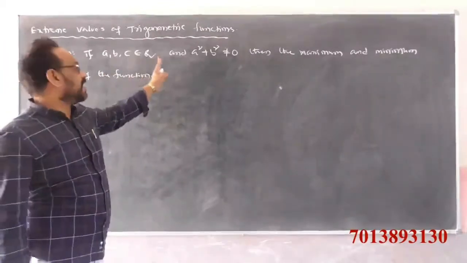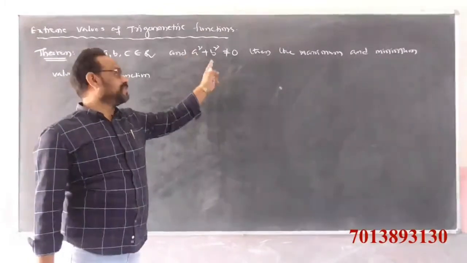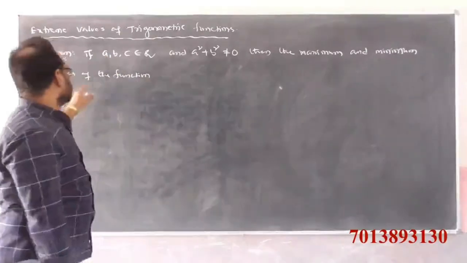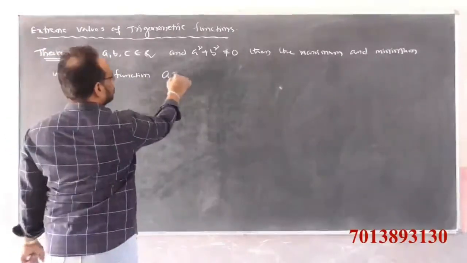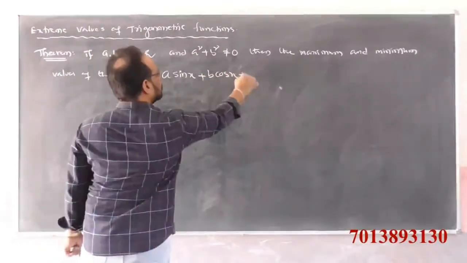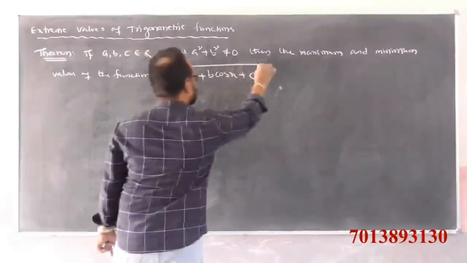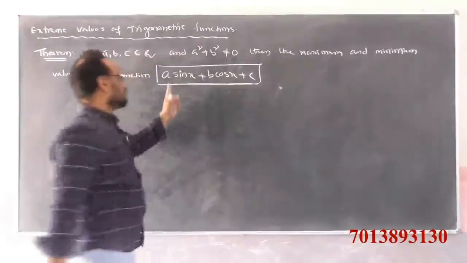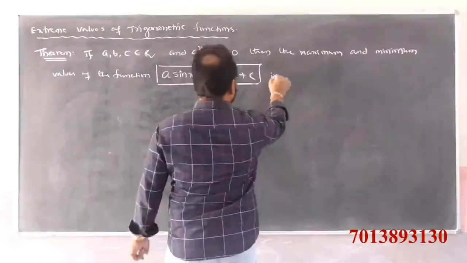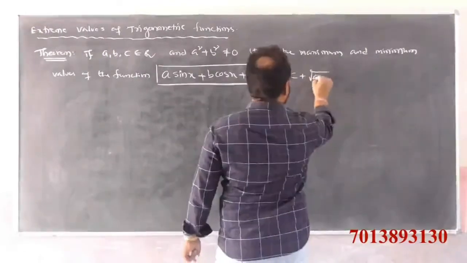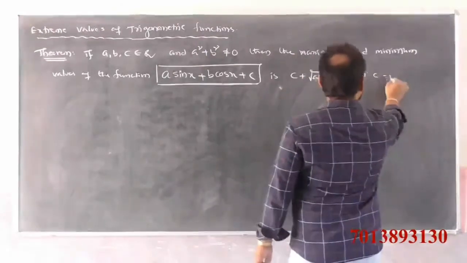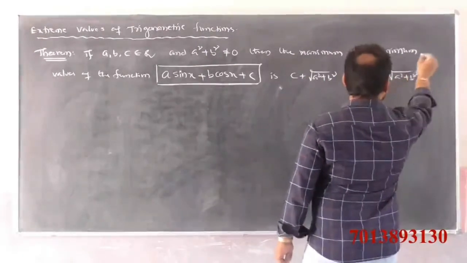If a, b, c belong to R and a square plus b square is clearly not equal to 0, then the maximum and minimum values of the function a sin x plus b cos x plus c are c plus square root of a square plus b square, and c minus square root of a square plus b square.